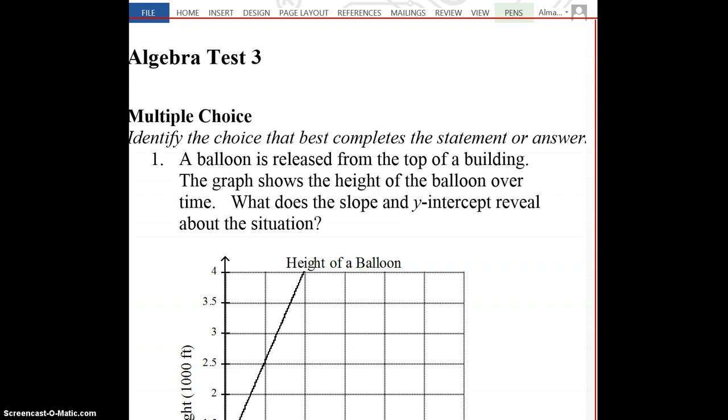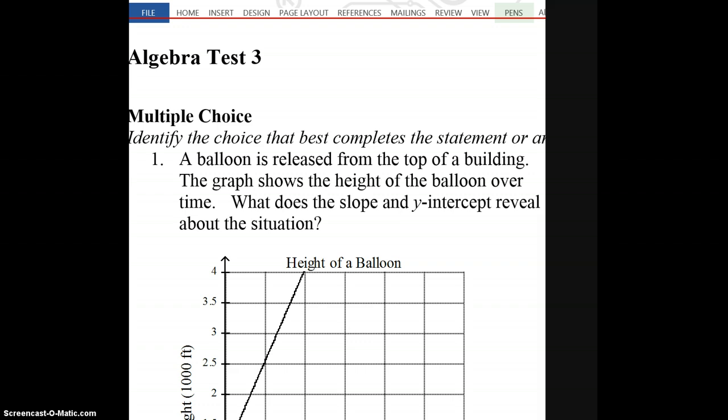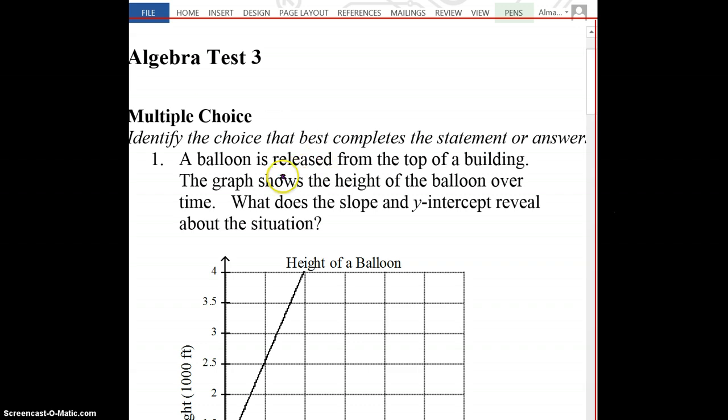Well, first of all, we know that the balloon is released and if you think of a balloon, if it has helium inside, it's going to keep on going up. So that's why we see this line that's going up. We see that it starts somewhere, and as time passes, as the seconds pass, the height increases. So this balloon is going up in the sky. We're being asked, what does the slope and y-intercept reveal about the situation?